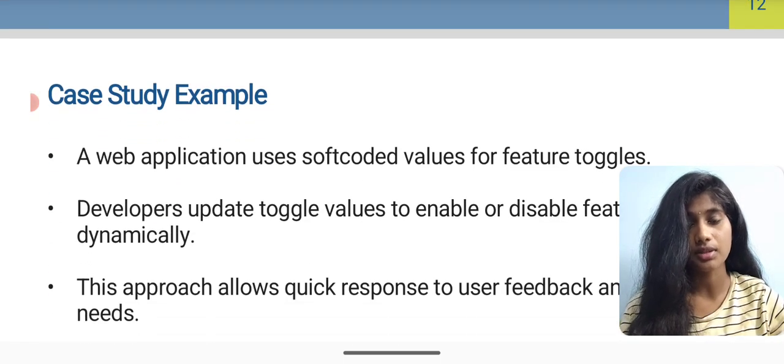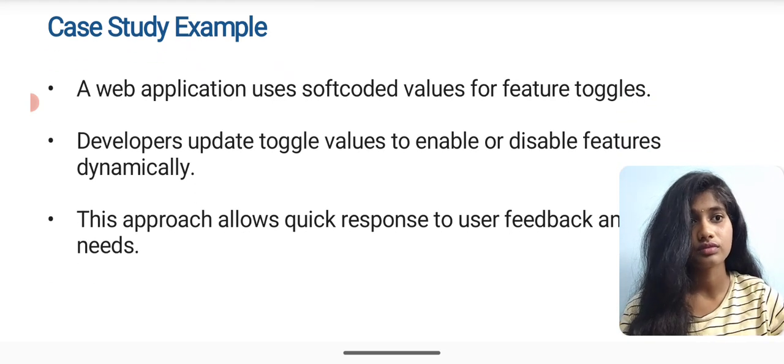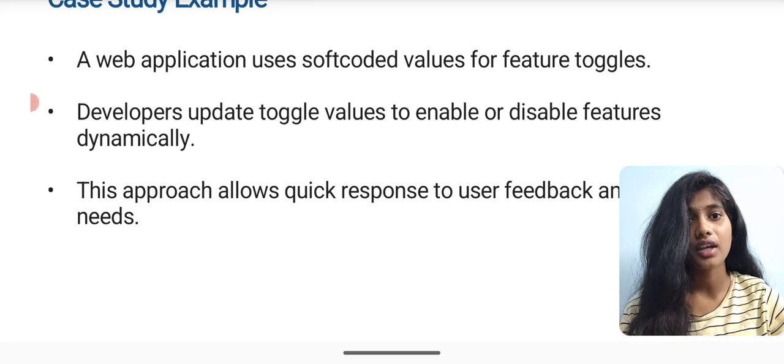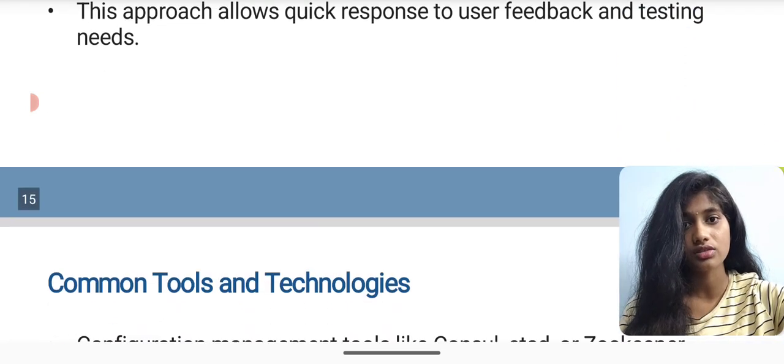Case study example. A web application used soft coded values for feature toggles. Developers update toggle values to enable or disable features dynamically. This approach allows quick response to feedback and testing needs.